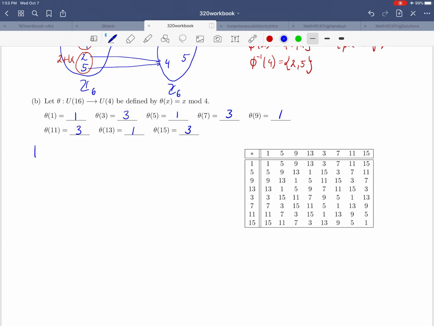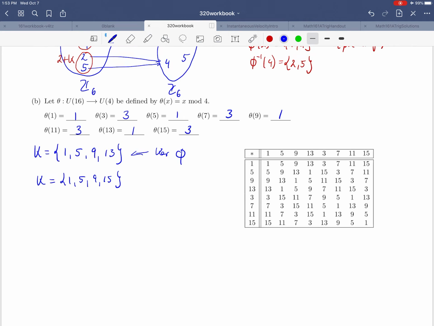So our kernel is actually pretty big. Lots of things are mapping to the identity in U4. 1, 5, 9, and 13, I said it right, I just wrote it wrong, are all in the kernel. So that's our kernel.